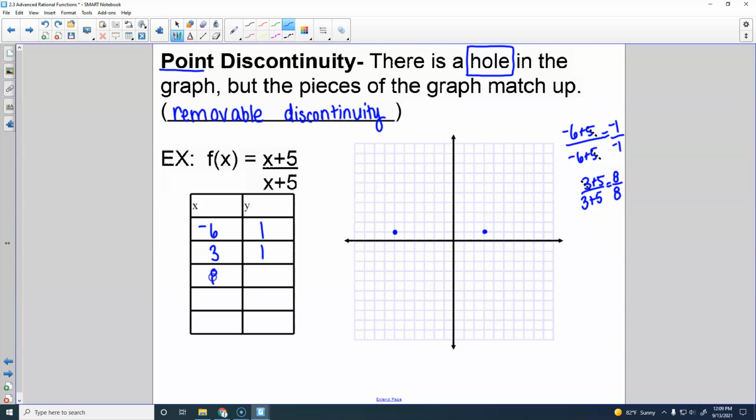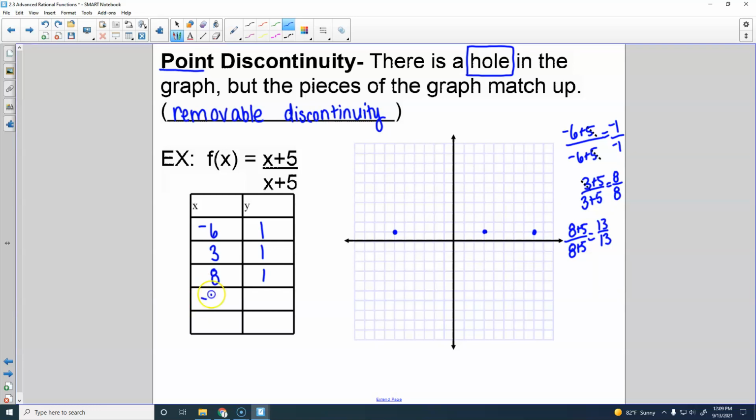Okay, give me another number to plug in. 8. So 8 plus 5 over 8 plus 5. You guys should be seeing a trend here. Hopefully you're noticing and getting aggravated that I keep writing this out. I get 1. All right, so 8, 1, that's right here. Okay, so it's looking like pretty much everything's 1. Right. Is there any number I could plug in that's not going to give me 1?